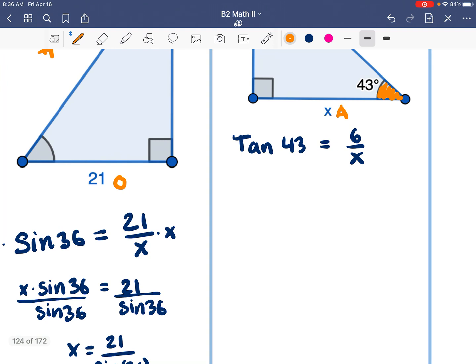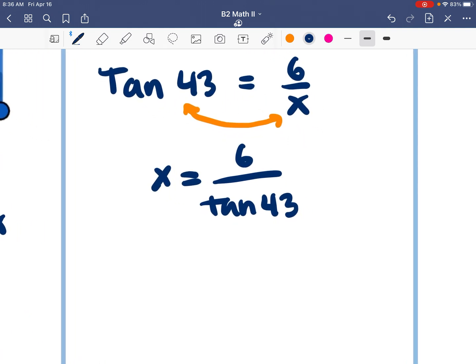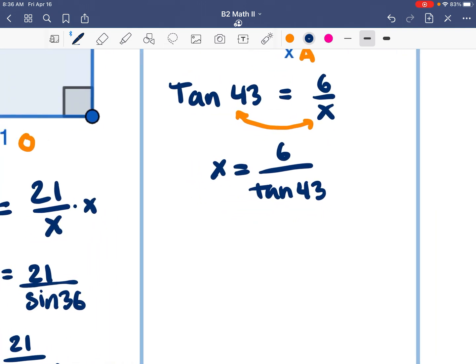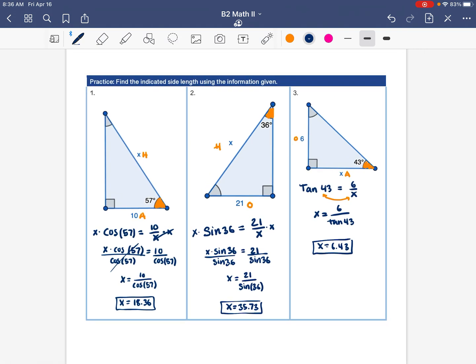If you can tell that these two things are just going to switch places when we do our algebra, then that's all right. I just need you to know why that happens and not just that it happens. Anyhow, I want you to be able to do this algebra, but I am okay if you skip that step because I know it ends up the same every time. So once you have 6 over tangent of 43, then you can plug that in, and I get x equals 6.43 as my missing side length.